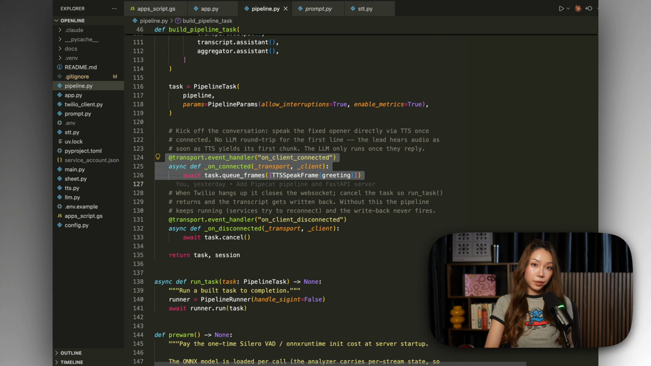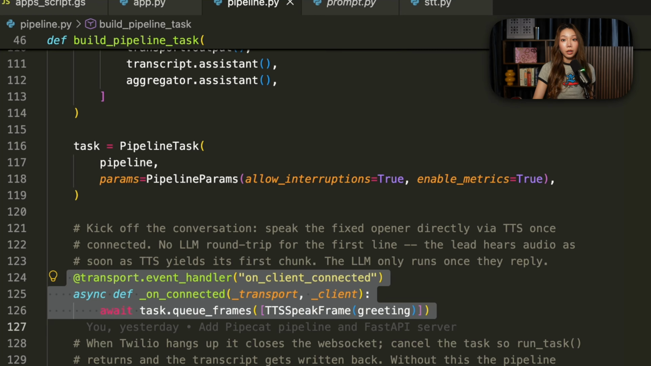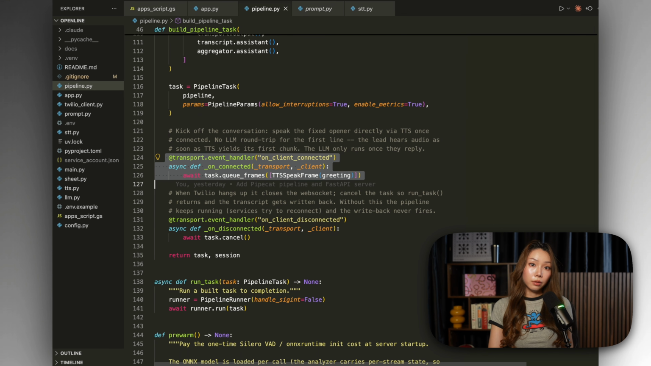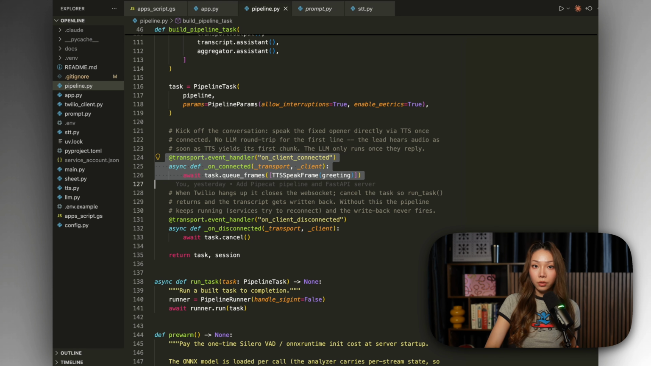And one last touch that makes the whole thing feel alive. The instant the call connects, we speak a fixed opening line directly as plain text-to-speech. We do not ask the model first. So the lead hears a warm human, "Hi, this is Chloe," immediately. Instead of that little bit of silence while a language model wakes up and generates its first words. The model only takes over once the person actually replies. A tiny trick, but it makes a huge difference in how human it feels.